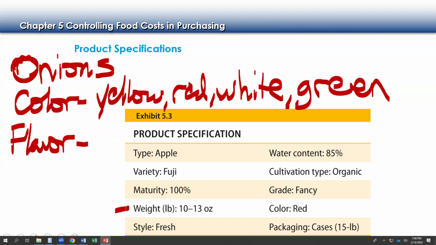We might look at the size. Is it a medium? Is it a jumbo? Okay. So our size can be a quality. Obviously, well, I don't want to say obviously. Fresh. Or it could be frozen, right? There's frozen onions. It could also be chopped. Maybe it's not whole onions, right?